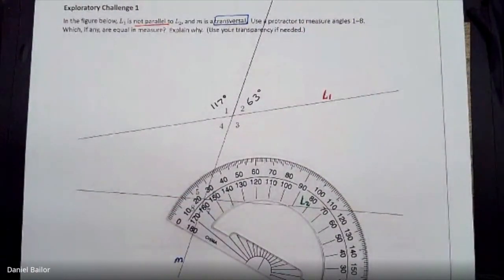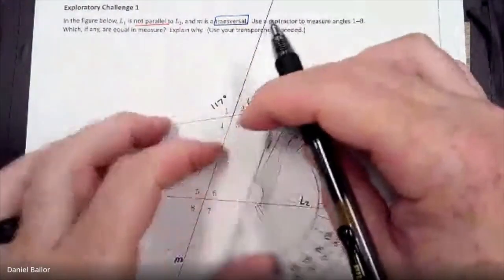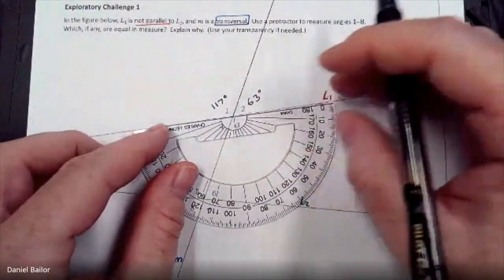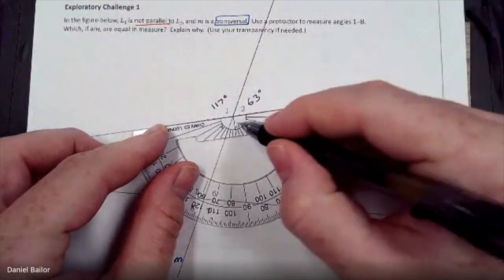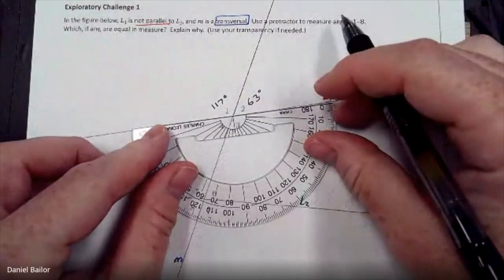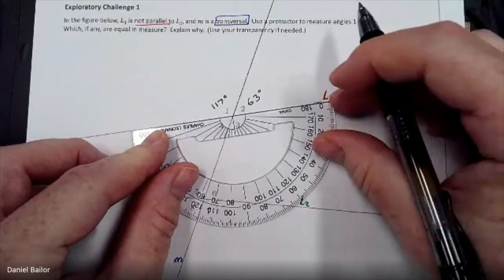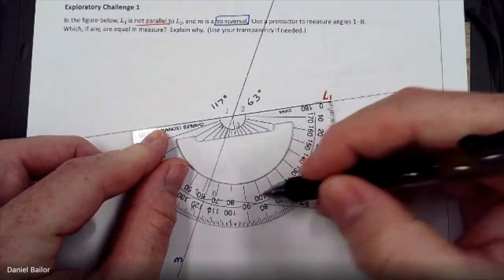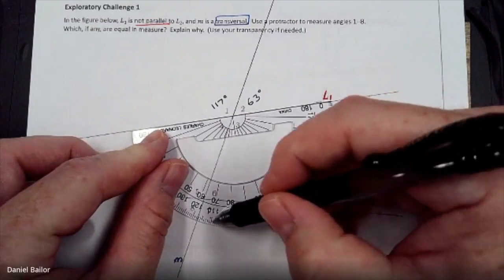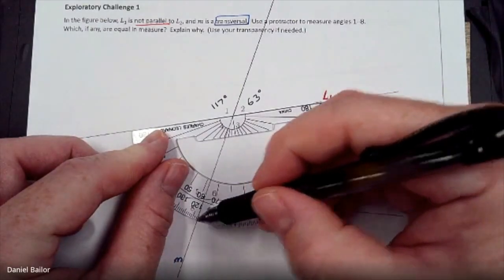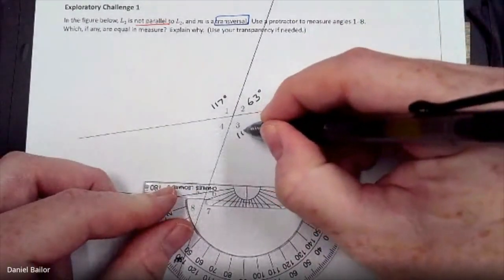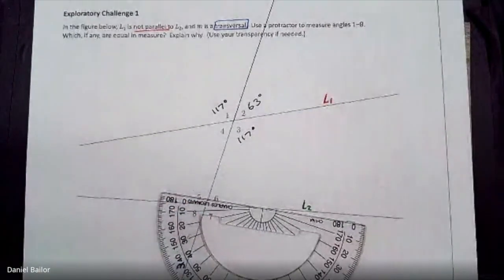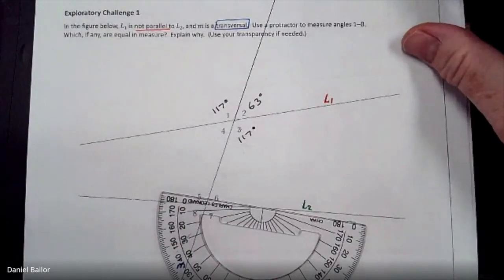Now I'm going to do the same thing for all the angles. I can just turn my protractor upside down, put it right here, and I'm ready to measure angle 3 right here. Because I'm measuring angle 3, I start over here at 0, and I go all the way up, 90, 100, 110, and angle 3 is 117 degrees. Well, look at that. You might already see the pattern. You might already see our first rule.